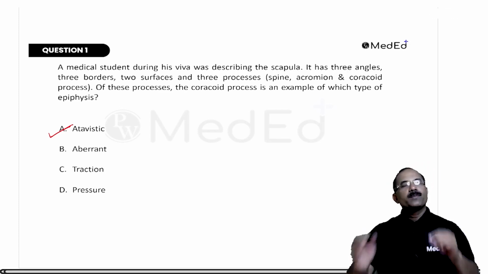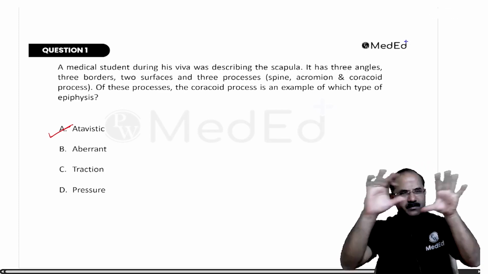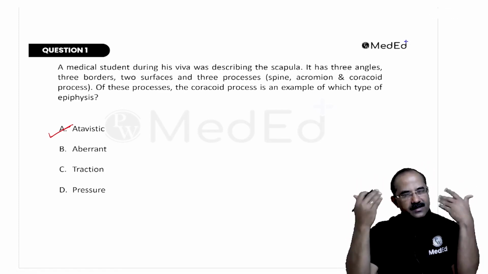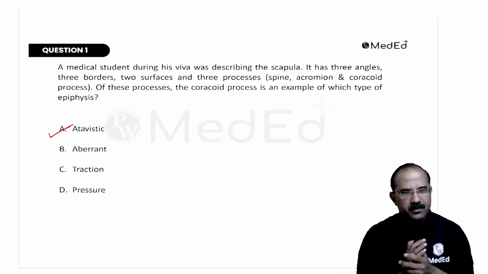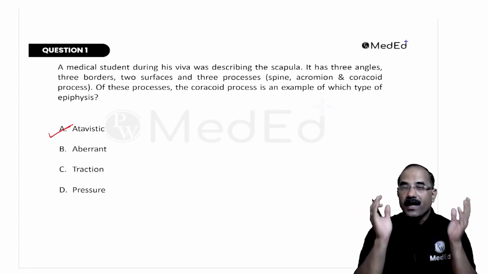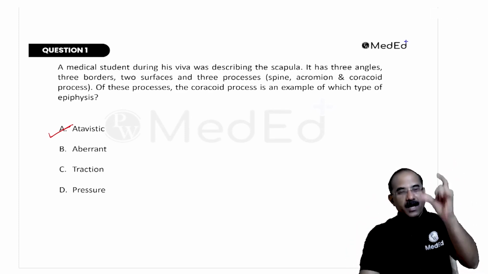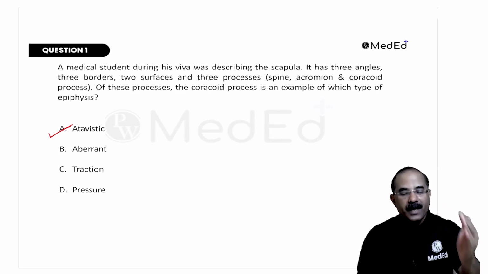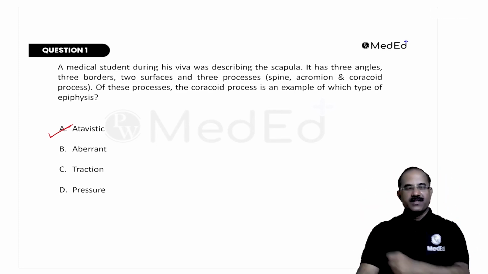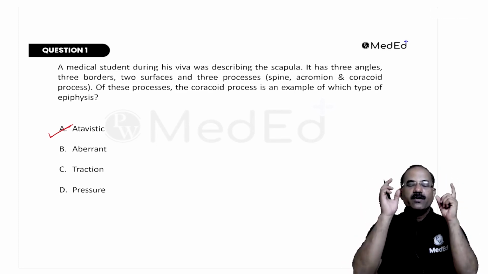Atavistic. Now, what is a diaphysis? Let me discuss, and you interact. So many things will be covered. What is a diaphysis? Diaphysis is the part of the bone which develops from a primary center of ossification. Correct?